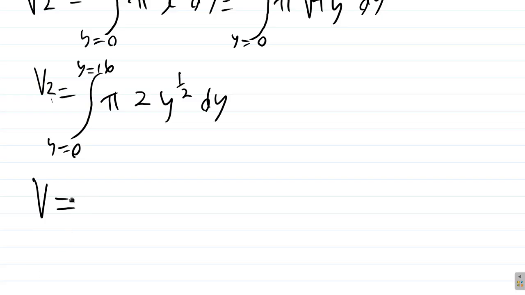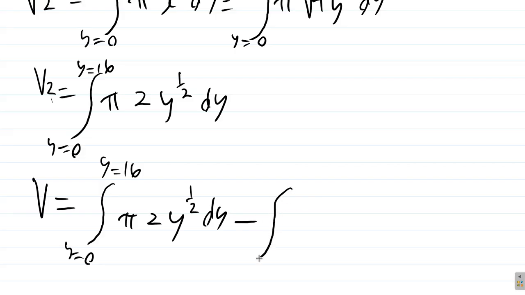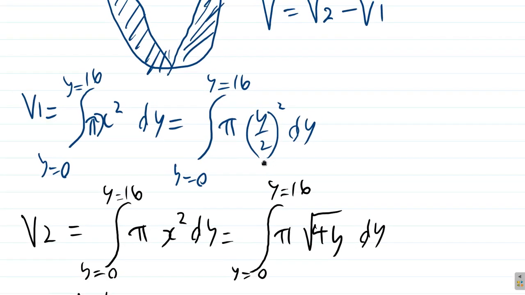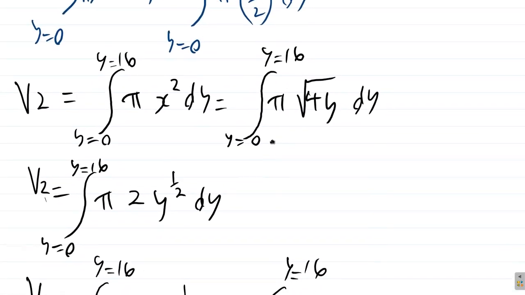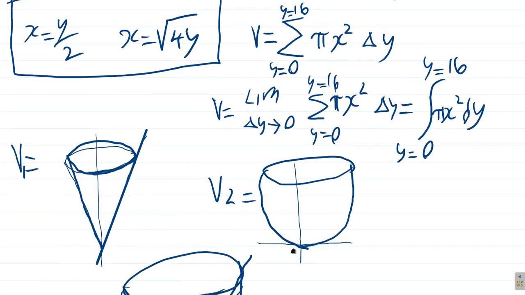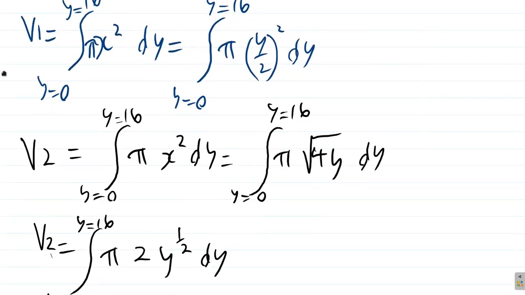It's going to be the integral from y equals 0 to y equals 16 of pi by 2 y to the half dy minus the integral from y equals 0 to y equals 16 of pi by, what was it again? Oh, so it should be squared. My, I wrote the x in the second part, but I didn't square it. This should be squared.